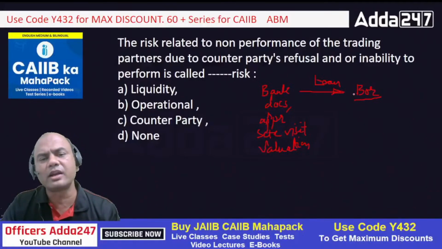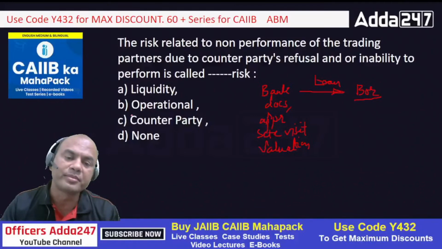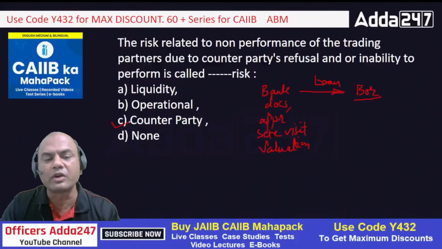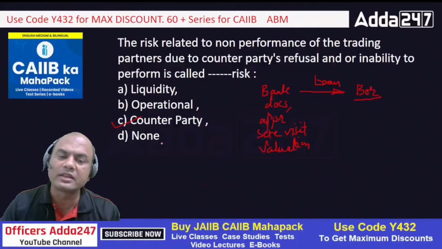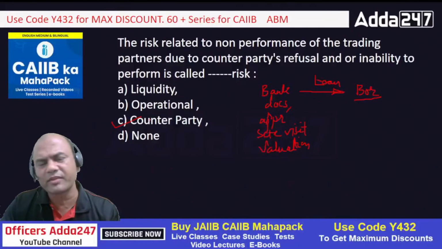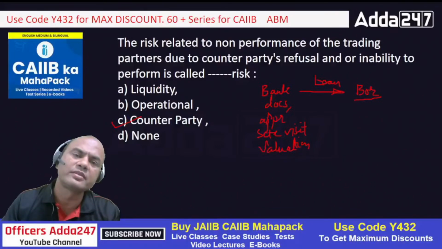Means earlier he paid, later he didn't pay. So that is a part of what? Again it becomes counterparty only. It's not an operation risk, right? So is it liquidity, operations, none, or this counterparty? Counterparty. What is liquidity risk?